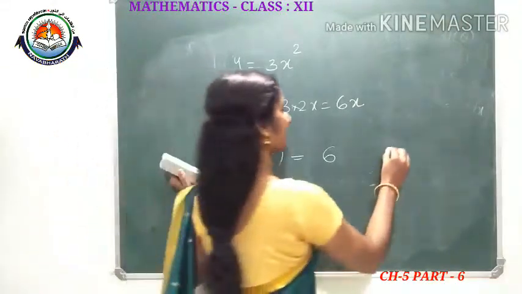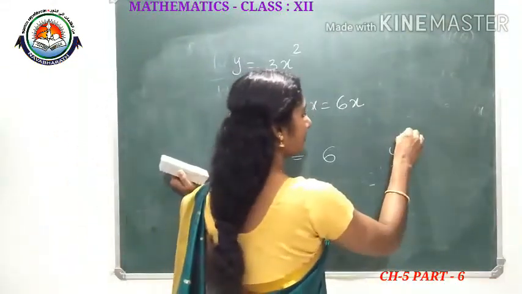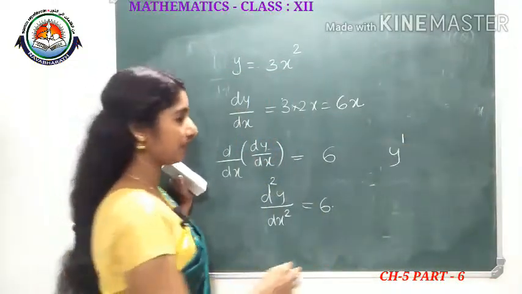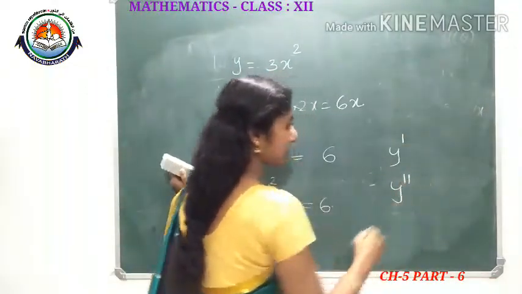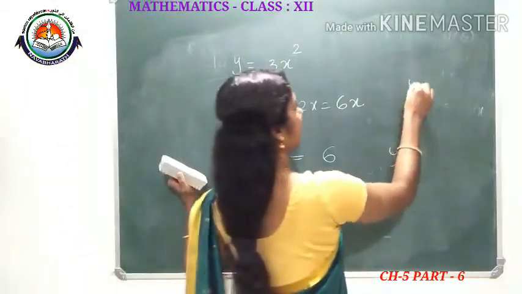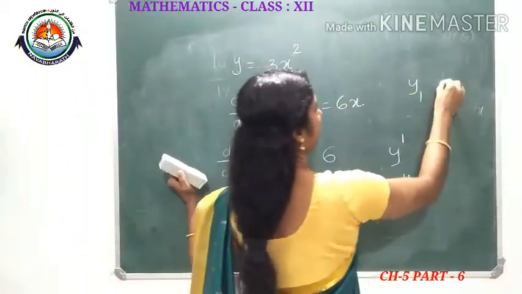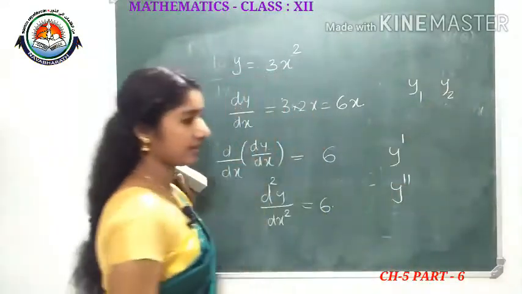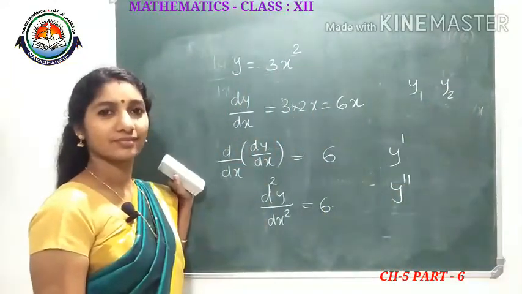And suppose we are writing it as y, we will call y dash the first derivative, y double dash the second derivative, or another notation: y1 first derivative, y2 second derivative. Okay.